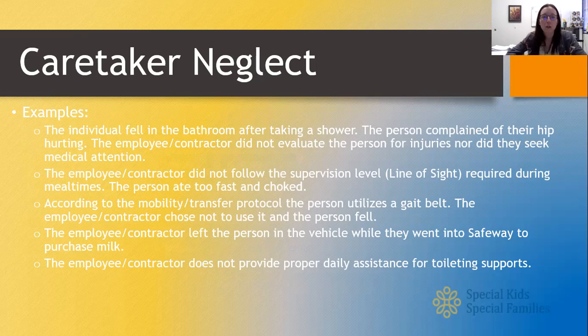All right, so the employer contractor left the person in the vehicle while they went into Safeway to purchase milk. And the employer contractor does not provide proper daily assistance for toileting supports. And of course, we all know that not providing proper daily assistance for this can cause skin breakdown, which can cause illness and infection and a whole slew of other issues. So staying vigilant, especially as day program workers and whatnot, having individuals come into your care from host home settings, obviously being vigilant and knowing what to look for in those cases is important.